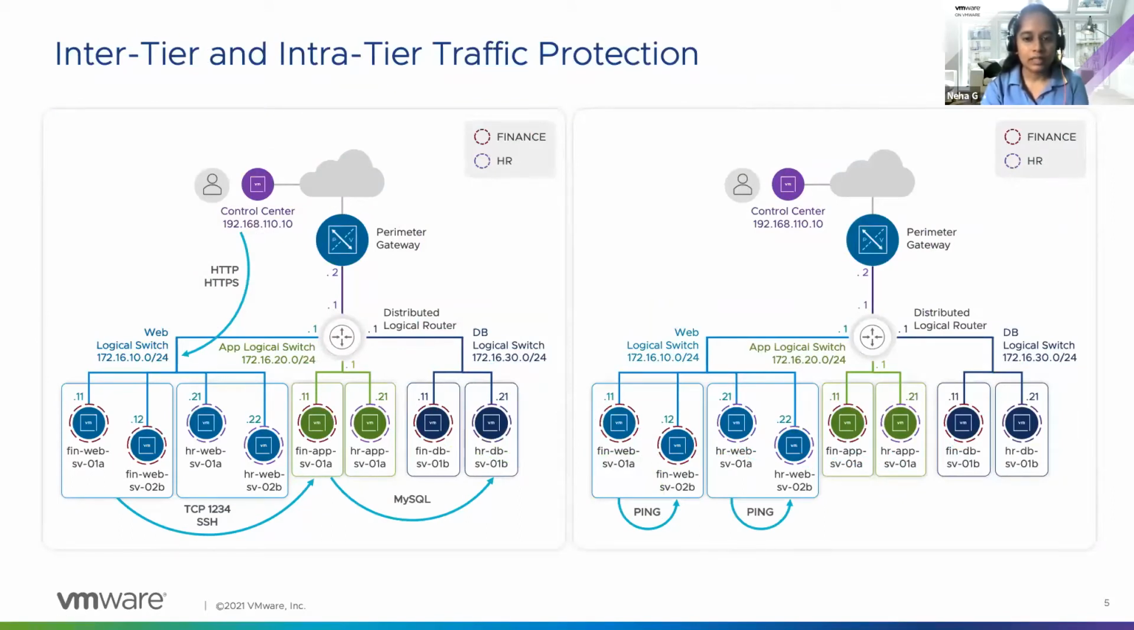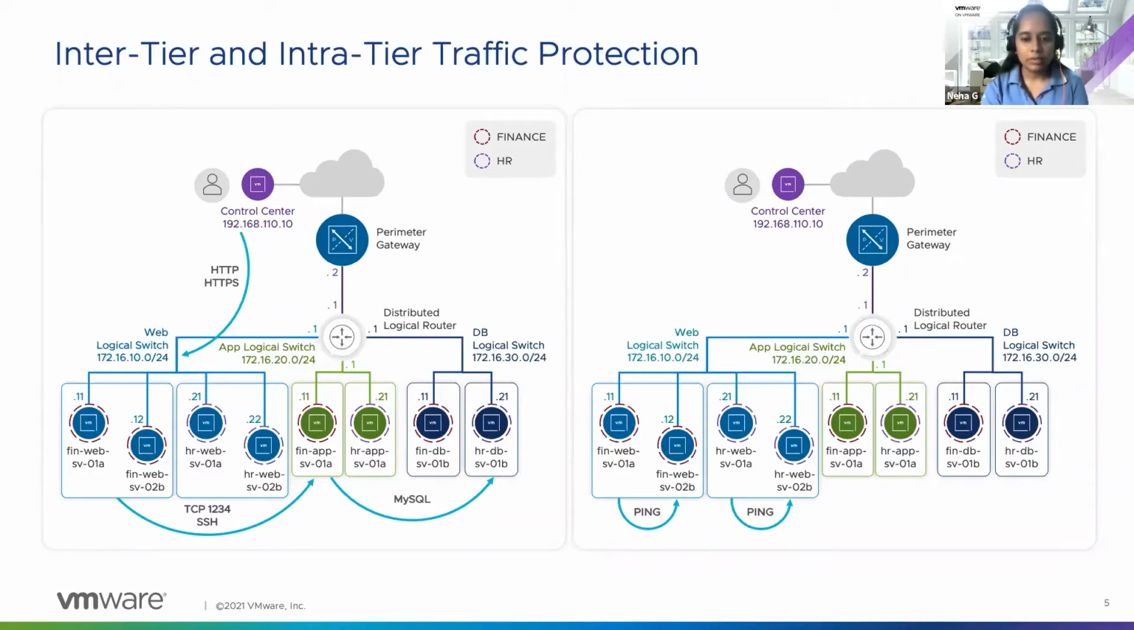Let us look at how NSX distributed firewall protects inter-tier and intra-tier traffic. In inter-tier traffic protection, traffic is monitored in a close-knit network. The inter-tier traffic from the user to the web tier, that is the HTTP and HTTPS traffic, is protected by the distributed firewall. Traffic on port TCP 1234 and SSH is allowed from web tier to app tier. And similarly, only MySQL-based connections are allowed from the app tier to DB tier using NSX distributed firewall.